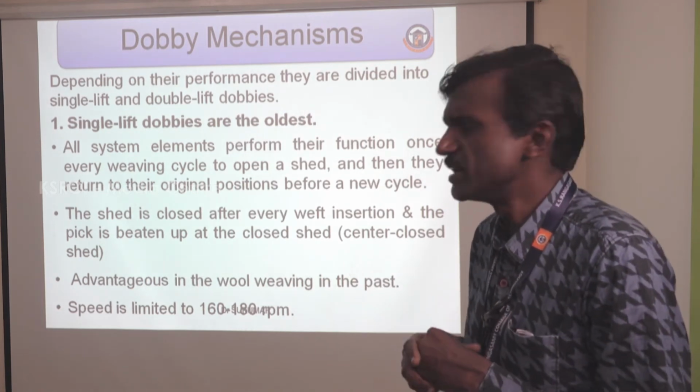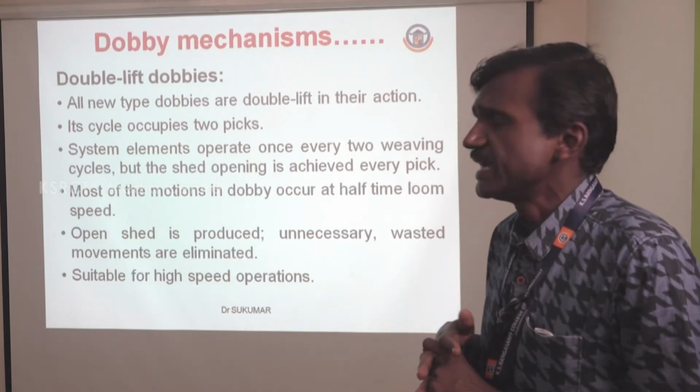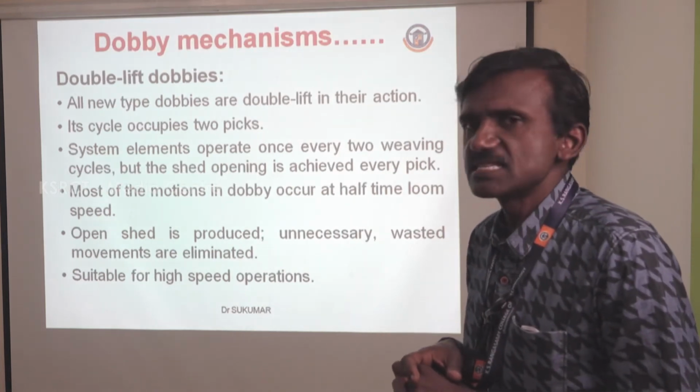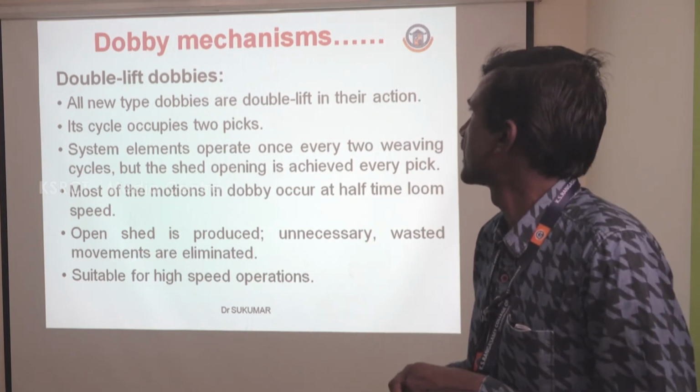The speed is limited to 160-180 RPM. Next is the double lift Dobby mechanism. That is the double lift mechanism. All new types of Dobbies are double lift mechanisms.